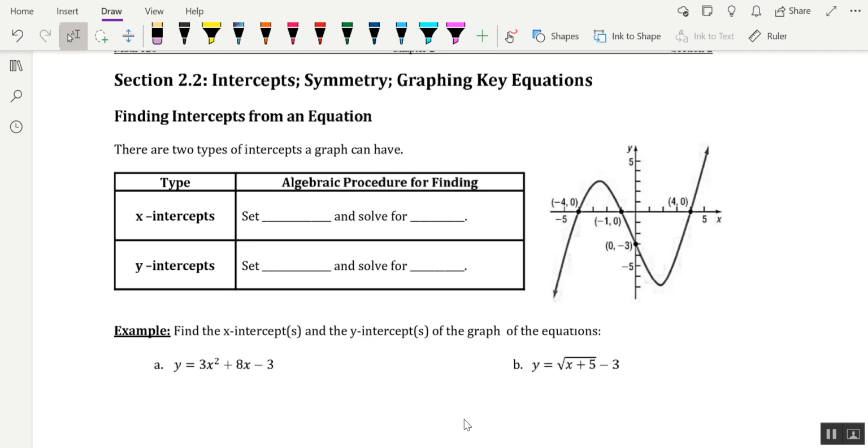This video introduces a technique which allows us to find the intercepts of the graph of an equation using some algebra. I'll have a couple of follow-up videos in which I solve the examples given at the bottom of the screen.